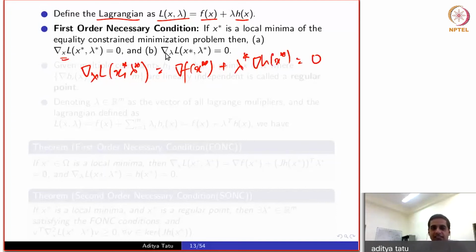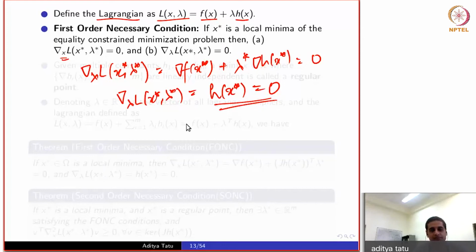The second condition: the gradient of this function with respect to lambda evaluated at x star, lambda star, what is that going to give you? What happens if I differentiate this with respect to lambda? You just get h. This basically says that the point x star must satisfy the equality constraints. So these are what are called the first order necessary conditions.